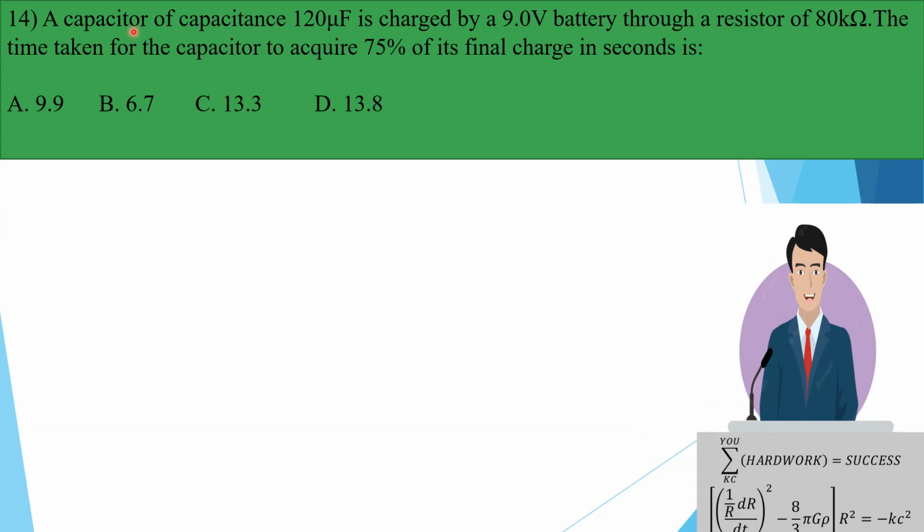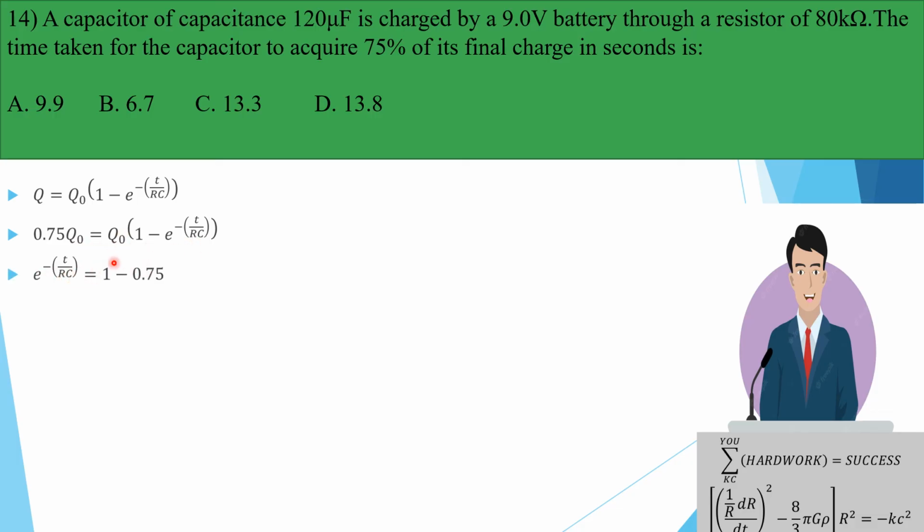Here we go. A capacitor of capacitance 120 microfarad is charged by a 9.0 volt battery through a resistor. The time taken for the capacitor to acquire 75% of its final charge, in seconds, is... Okay, we're charging up the capacitor, so we'll use the equation for charging a capacitor: Q equals Q naught times 1 minus e to the negative t over RC. What we want to realize here is that the charge at that particular time is 75% of Q naught, because Q naught is the charge when it is fully charged. So 0.75 Q naught equals Q naught times that expression.